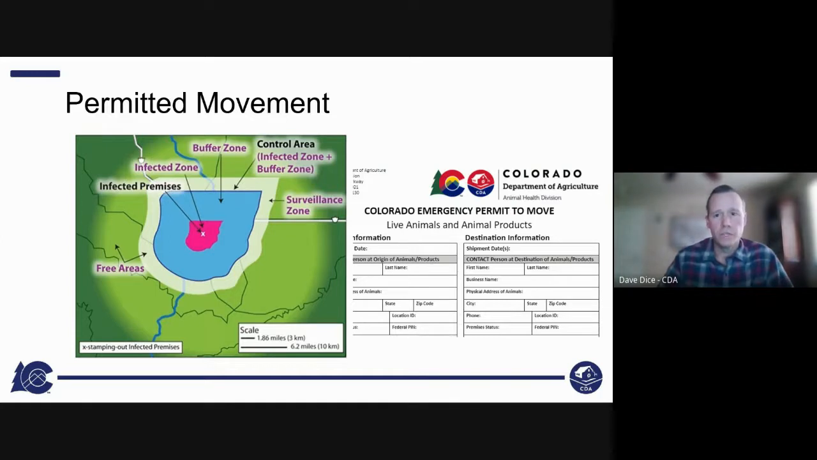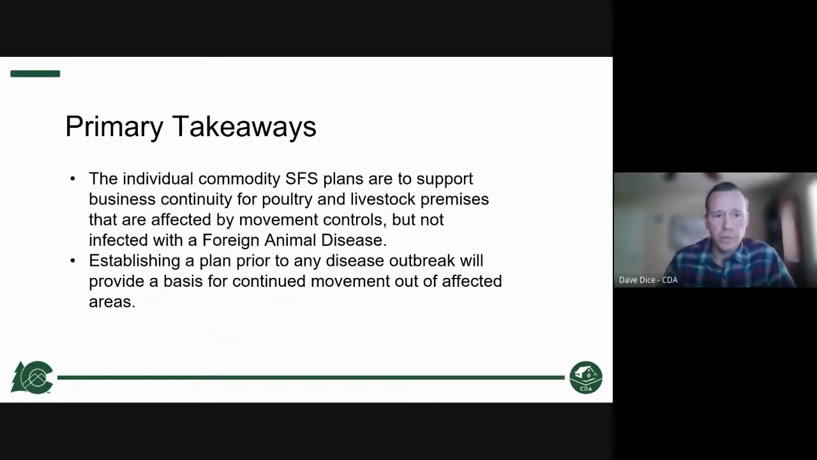And that's where we get to the primary takeaways from this. It's the individual commodity secure food supply plans. They're your support for business continuity for poultry and livestock premises so that they can move out of affected areas, but the differentiation is that those that are infected are not moving, and then those outside of that are able to move. And we want to establish a plan prior to any disease outbreak so that we provide a basis for continued movement out of those infected areas. And that was the end of my presentation.